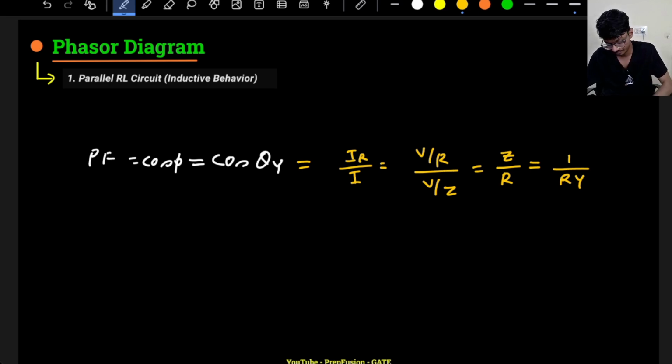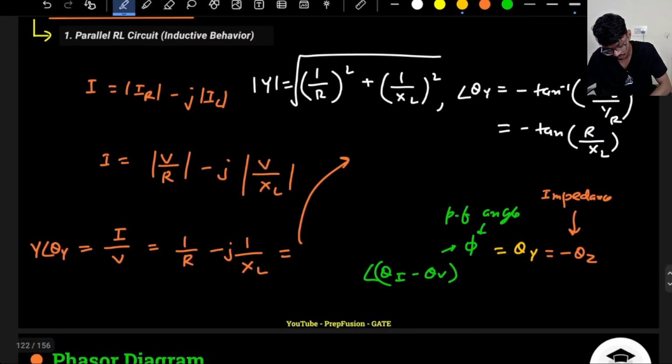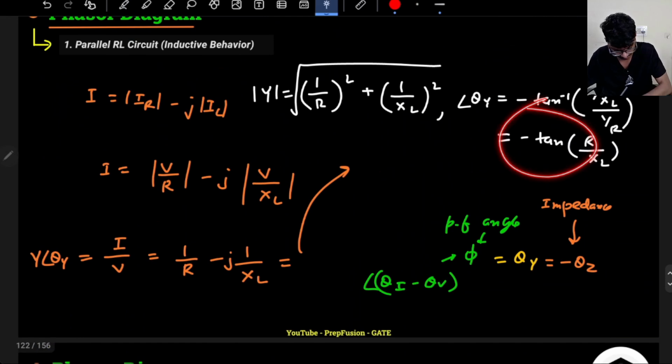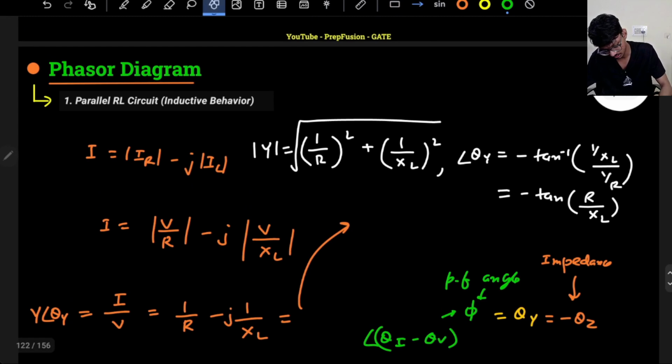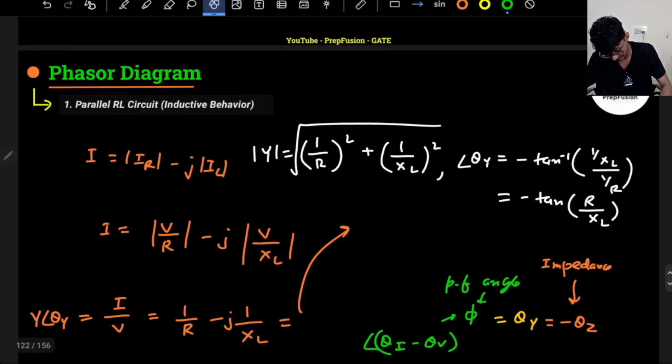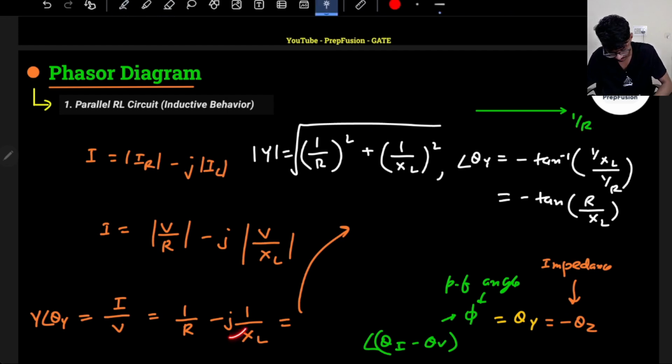Other way around as well: your power factor angle is just the impedance angle, right? So if I draw the admittance triangle, do I have space? That is the bigger question. So I will just draw it here. This is 1 by R basically, and of course this 1 by jXL is lagging.